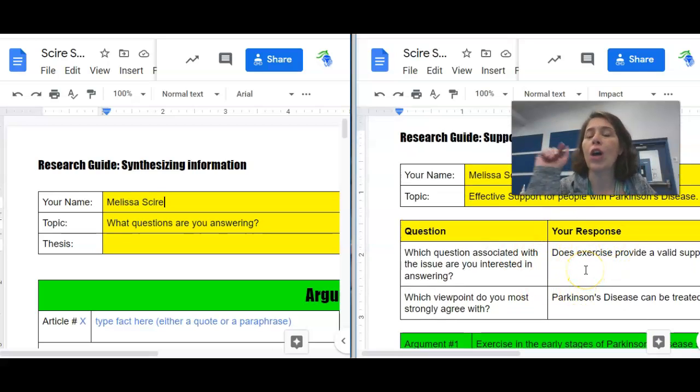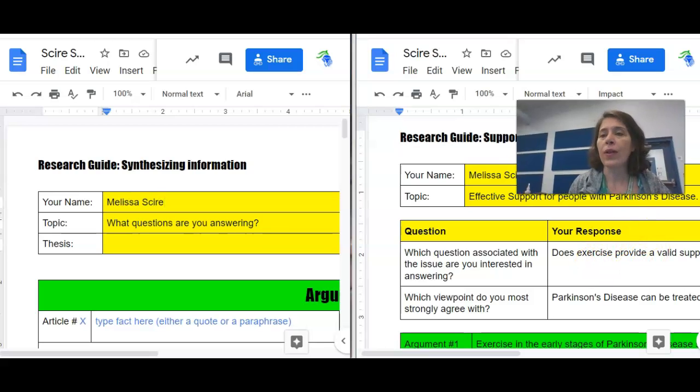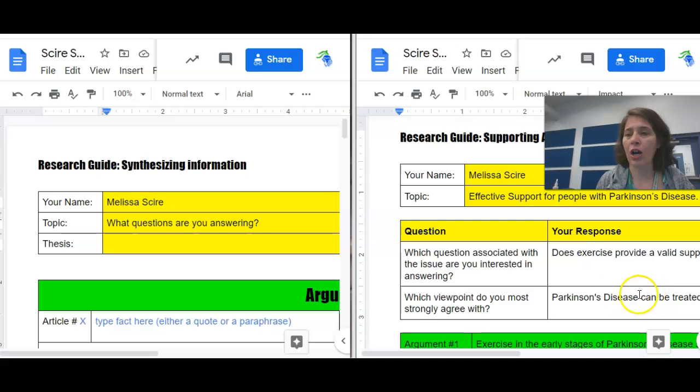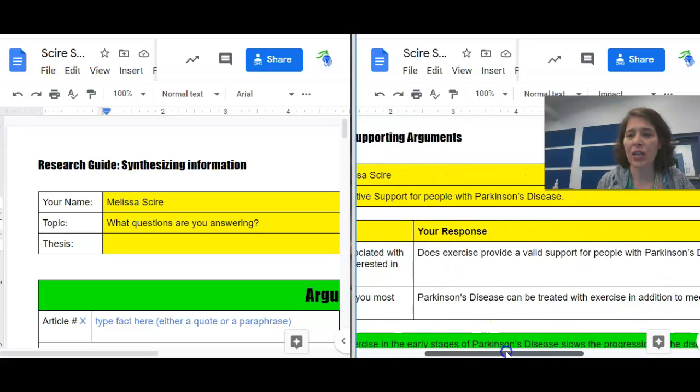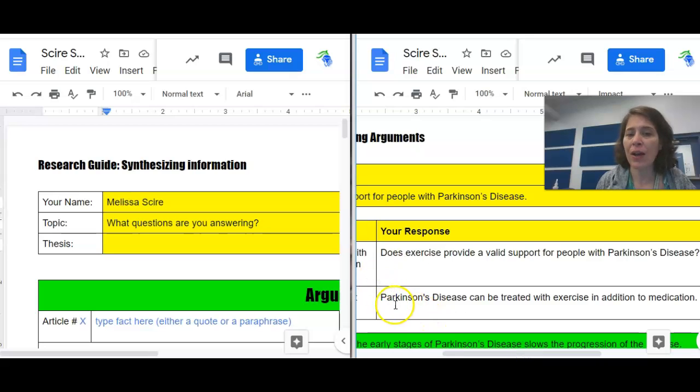You open the supporting arguments document for your topic, for the side that you were going to do. So you did the supporting arguments document for pros and cons. I want you to find the one that you are going to be focusing on for your paper, okay? So this is mine, and I'm going to be focusing on Parkinson's disease can be treated with exercise, in addition to medication. So that's my thesis. So I'm just going to copy it from there because I put it there already.